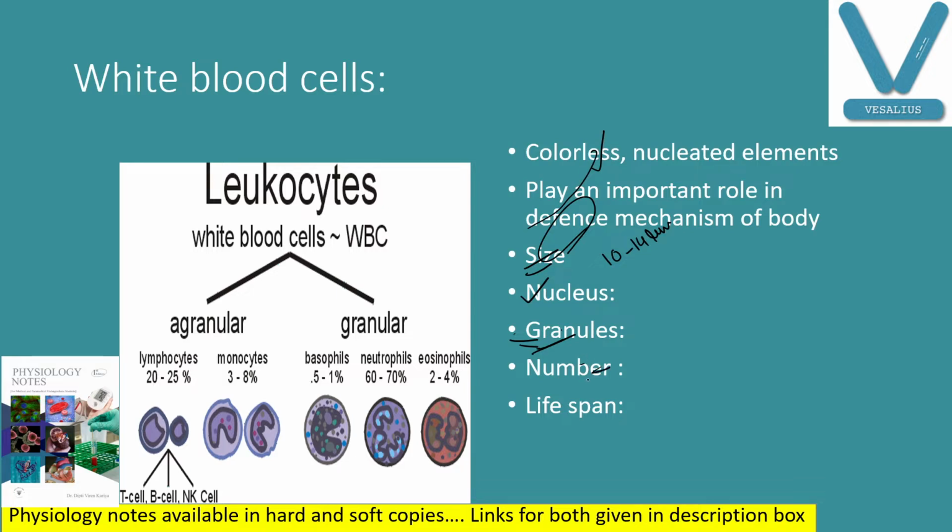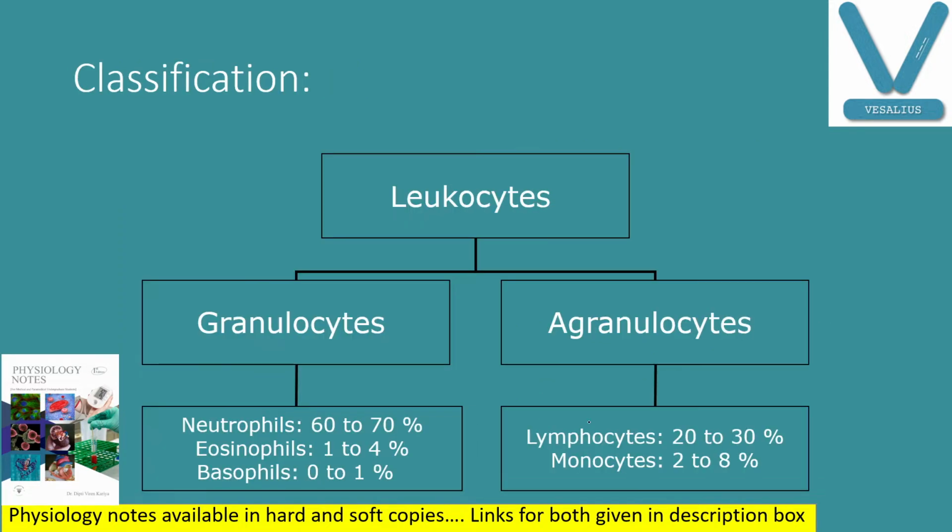The normal count of WBC is about 4,000 to 11,000 cells per cubic millimeter of blood, and lifespan depends on the defensive action of the body. Depending on the presence or absence of granules, WBCs are divided into granulocytes and agranulocytes. Granulocytes are further divided into neutrophils, eosinophils and basophils. These are the normal percentages: neutrophils are 60 to 70%, eosinophils 1 to 4%, basophils 0 to 1%, lymphocytes 20 to 30% and monocytes 2 to 8%.